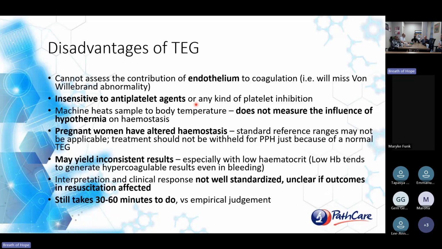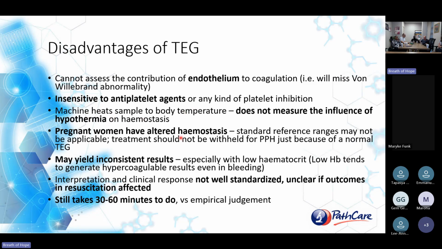For that, you need a specialized form of TEG called the TEG platelet mapping, which is not yet available in South Africa. Standard TEG only measures platelet volume, and even if the platelets are very inactive, you can have a normal TEG. The machine heats the sample to body temperature, so you don't know the influence of hypothermia on the hemostasis.